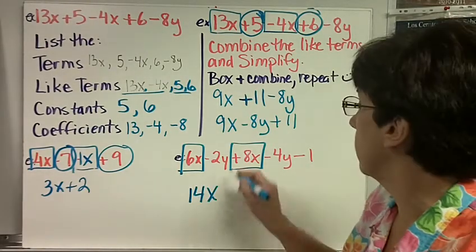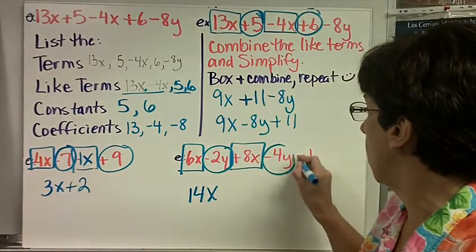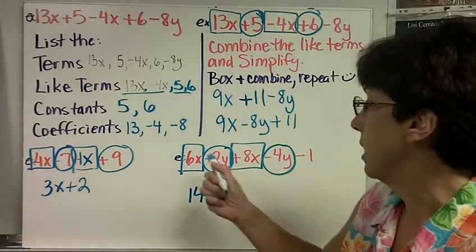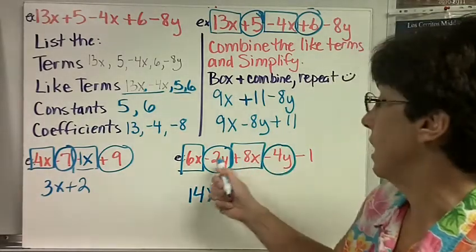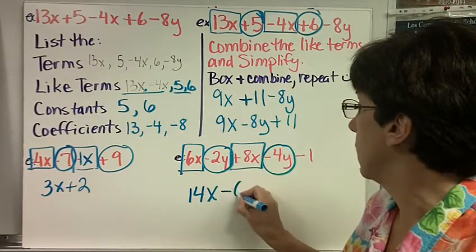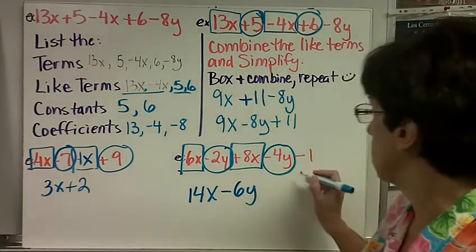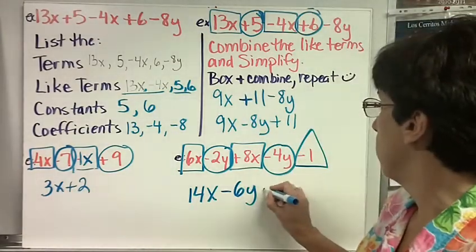Okay, let's go to the next one. I have a minus 2y and a minus 4y. Or you could think of it negative 2y, negative 4y. Same signs when you're adding, same sign, sum. So negative 2 and negative 4, negative 6y. And then what do I have left? Just one constant. I'm going to be extra fancy and put a triangle around that one, minus 1.